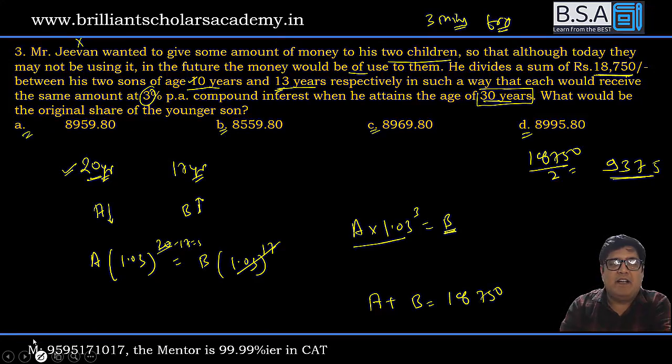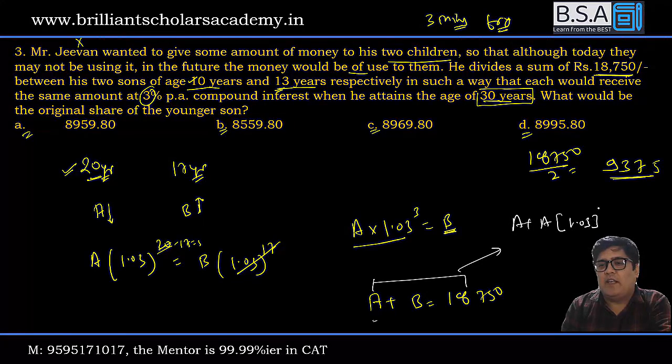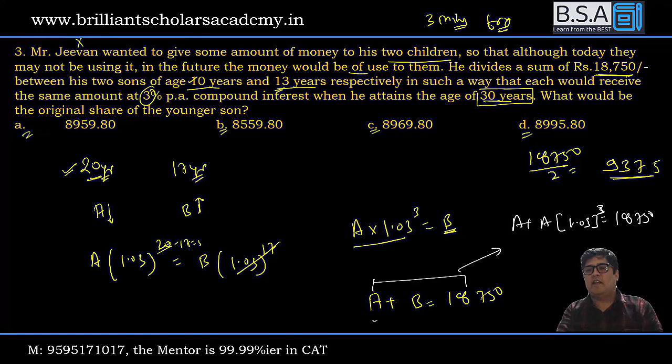So here I will need a calculator and I'll put it here. This will become A plus A into 1.03 cube. We need to cancel this value on the right side and we'll have our answer. So A is equal to 18750 divided by 1 plus 1.03 cube.